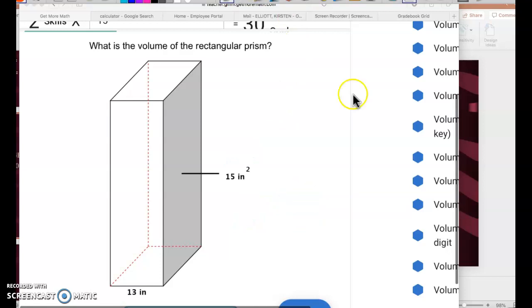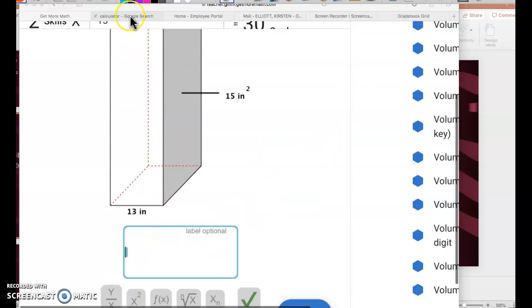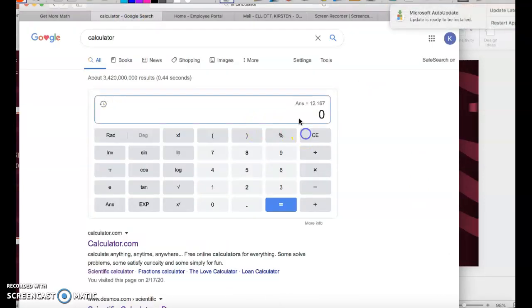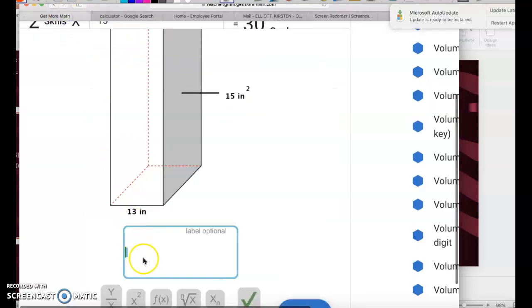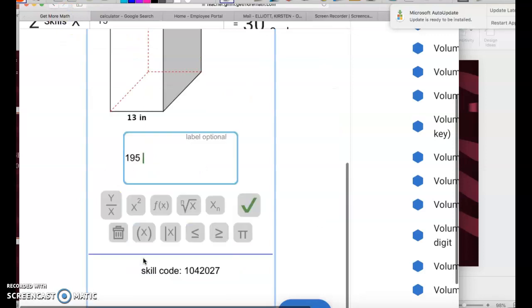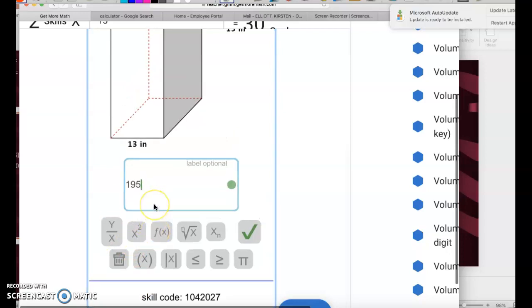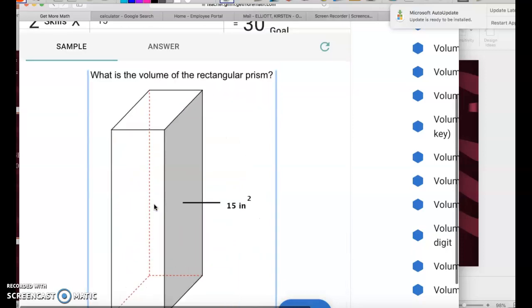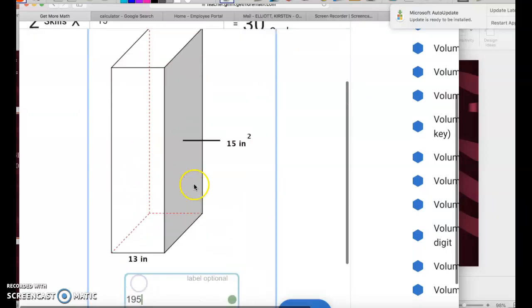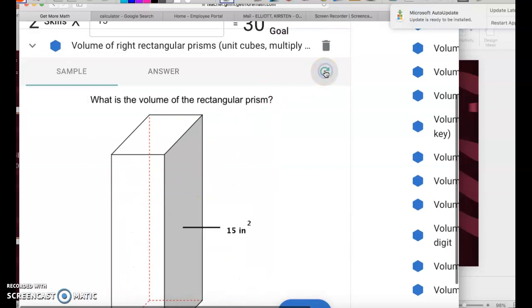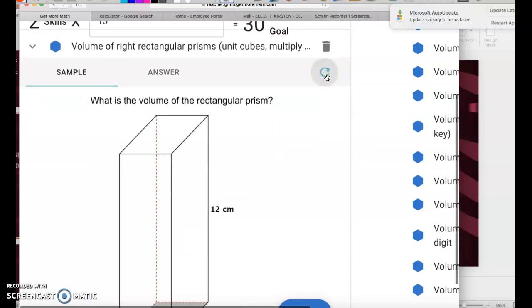So it's 15 times 13. If I type that in my calculator, 15 times 13, that gives me 195. So 195 inches cubed. And that's my answer. For this one, I don't have to actually type in the inches. If it asks you to, make sure you do so.